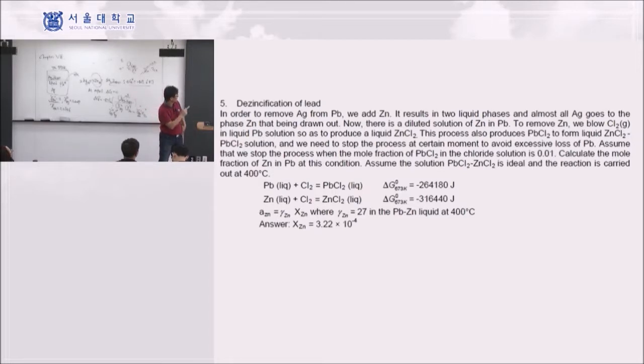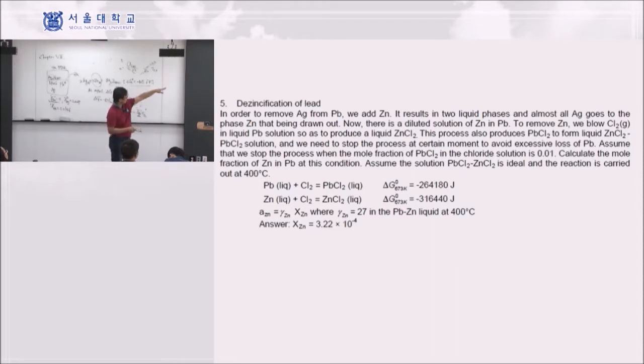This is the process subsequent to this one. To remove the silver from the lead, we add zinc, which results in a liquid phase, and almost all the Ag goes to the Zn phase and is thrown out, so we remove it. Now there's a dilute solution of Zn in the lead. So this amount is left over, and then to remove the Zn, we blow Cl2 gas. The chlorine gas will react with the lead or Zn, producing PbCl2 or ZnCl2.